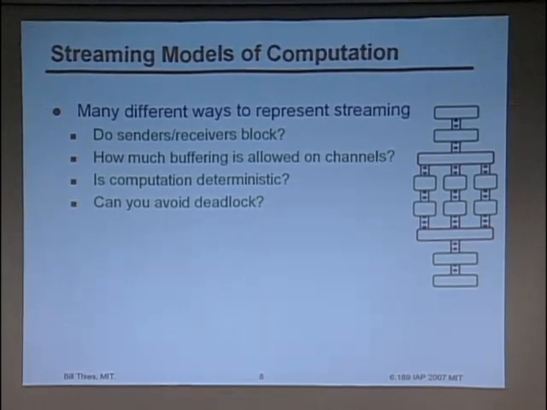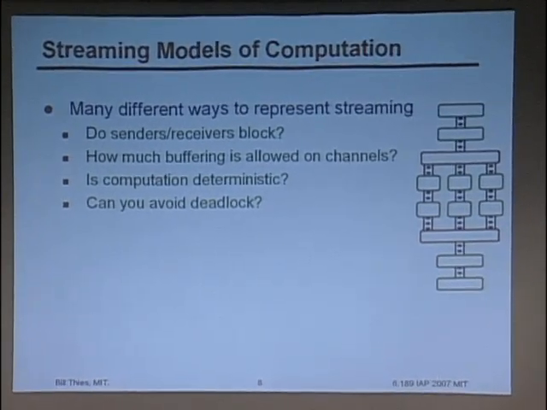So when you're thinking about stream programming, there's a lot of different ways you can actually represent the program. So whenever you have a programming model, you have to answer these kinds of questions. For example, do the senders and the receivers block when they try to communicate? How much buffering is allowed? Is the computation deterministic? What kind of model do you have in there? Can you avoid deadlock? Questions like these.